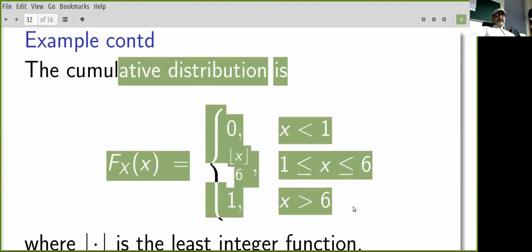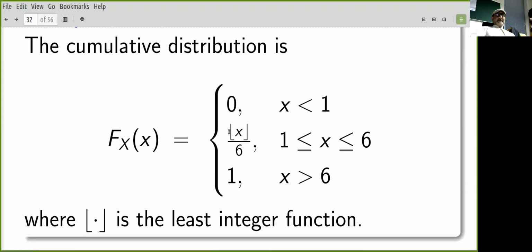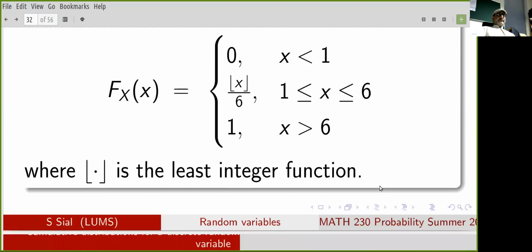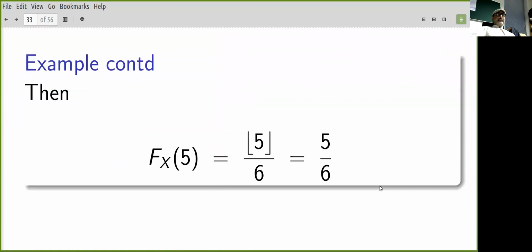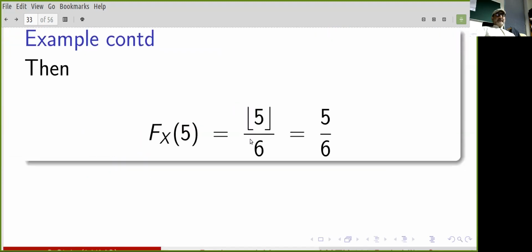Over here, these brackets, these L brackets, stand for the least integer function. So the least integer of x is the integer closest to x which is less than or equal to x. So f sub x of 5 is the least integer of 5 over 6, which is 5 over 6.